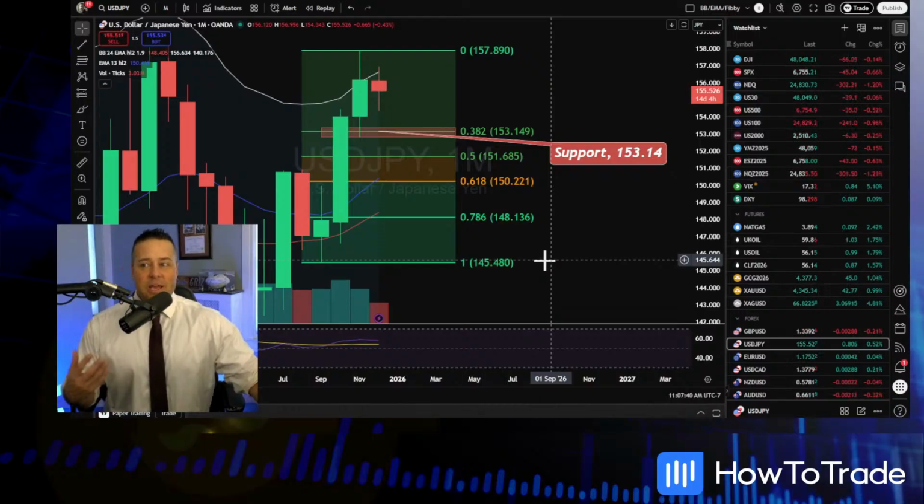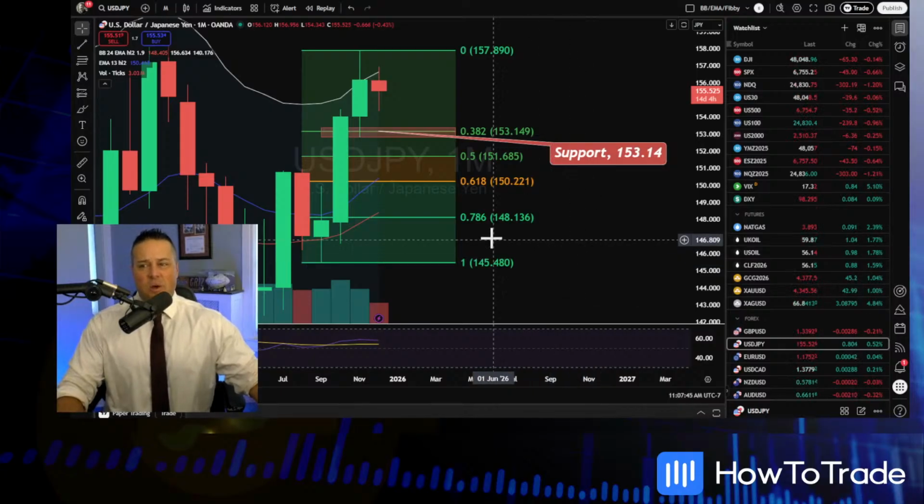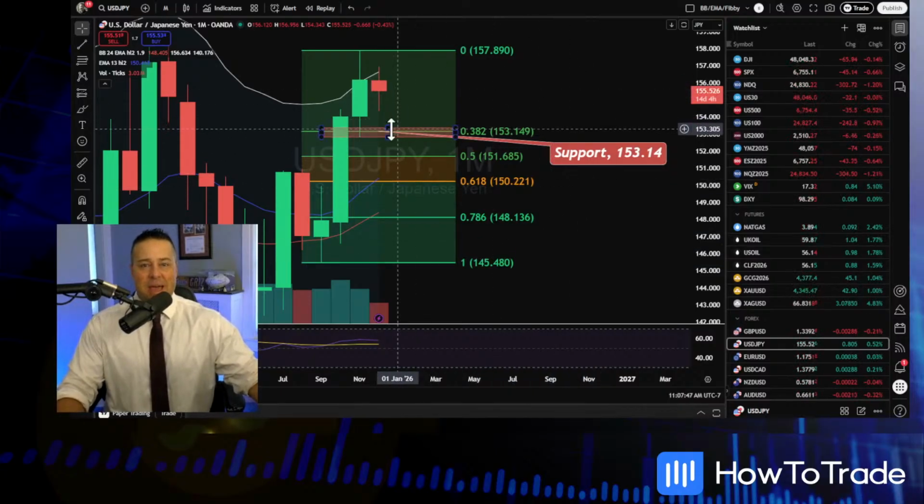As far as the dollar yen goes, I still really like that 153 and a quarter level. This zone right around 153 is an absolute banger. That would be my support zone and definitely one that I would like to look at if we get a chance to by the end of the year. Just not really sure we do.